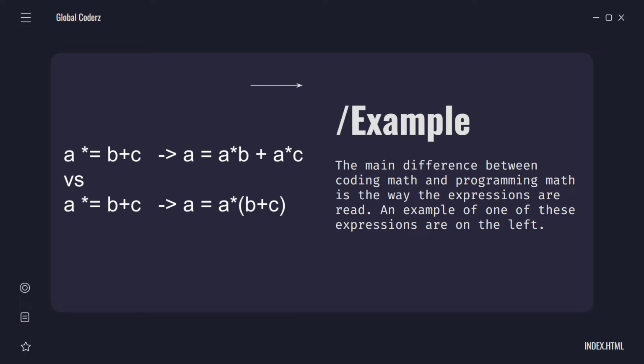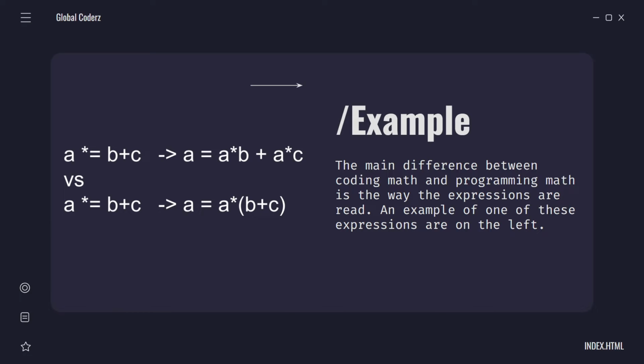In regular math, the equation a times equals b plus c would be equal to a equals a times b plus a times c. However, in coding math, that equation would be equal to a equals a times b plus c in parentheses. This happens because the equal sign has a different meaning in regular math than coding math.